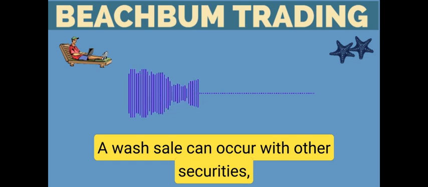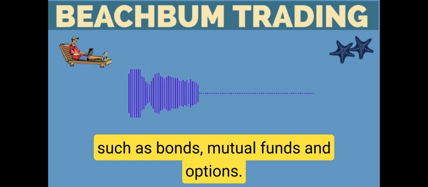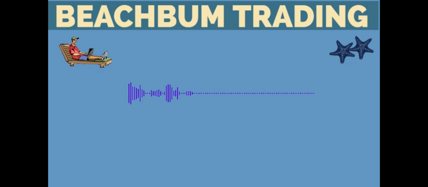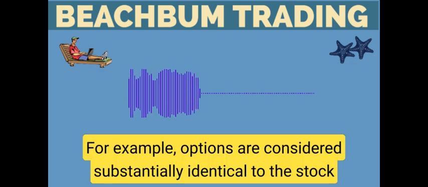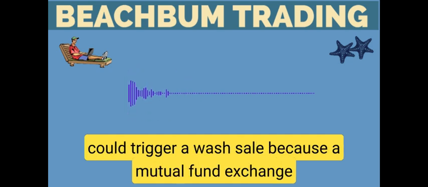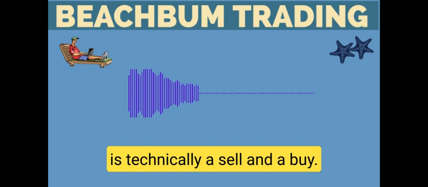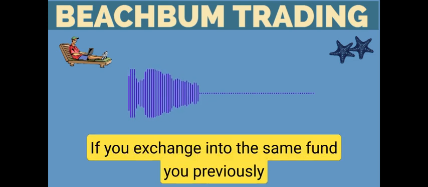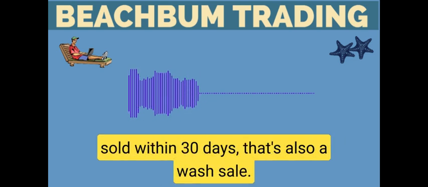A wash sale can occur with other securities, such as bonds, mutual funds, and options. For example, options are considered substantially identical to the stock they reflect, so selling options on a stock you own could trigger a wash sale. Because a mutual fund exchange is technically a sell and a buy, if you exchanged into the same fund you previously sold within 30 days, that's also a wash sale.